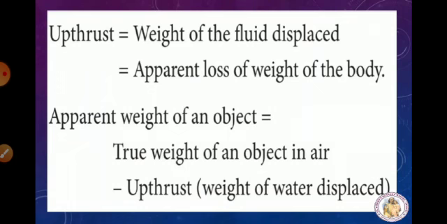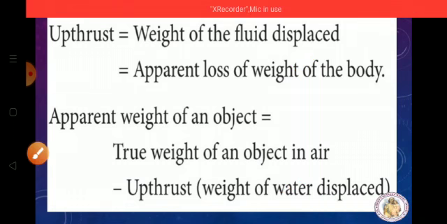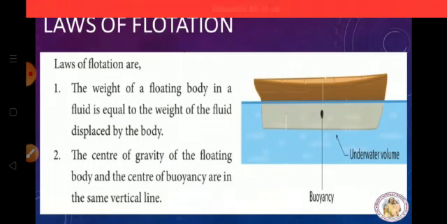Okay, so upthrust is equal to the weight of the fluid displaced, which is equal to the apparent loss of weight of the body. Apparent weight of an object is equal to the true weight of the object in air minus upthrust. That means the weight of water displaced. Okay, so in this way we can find out the apparent weight.